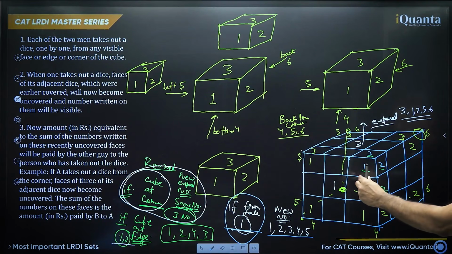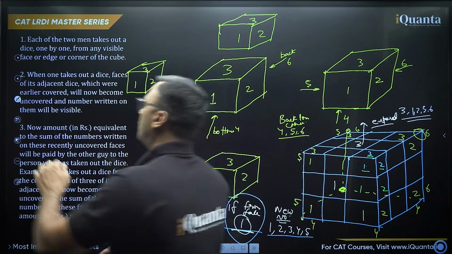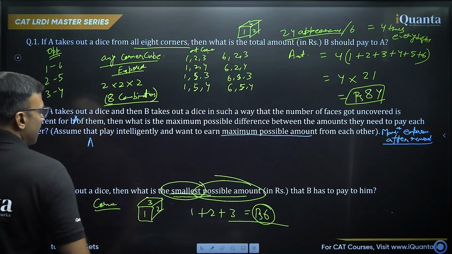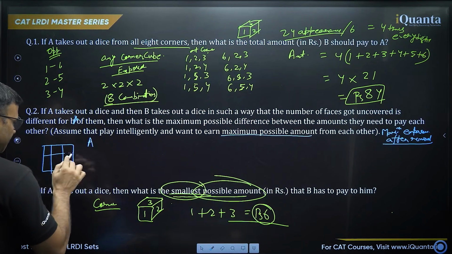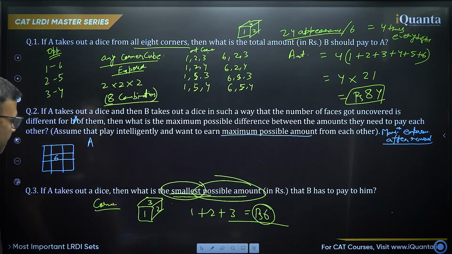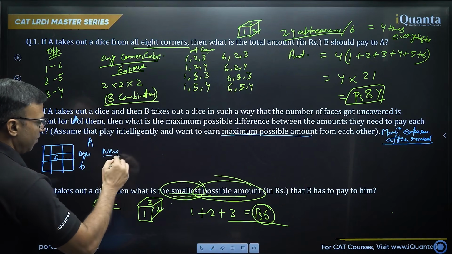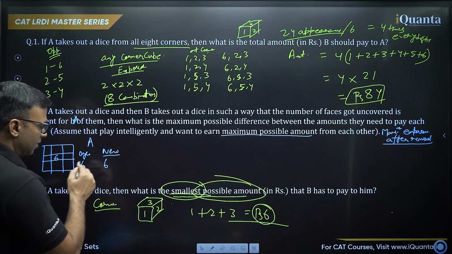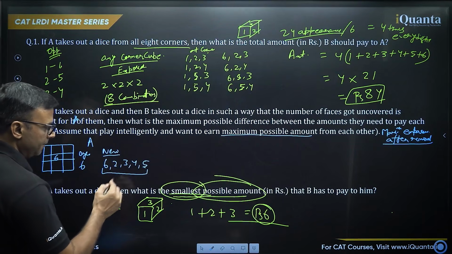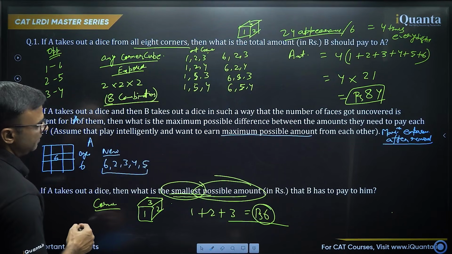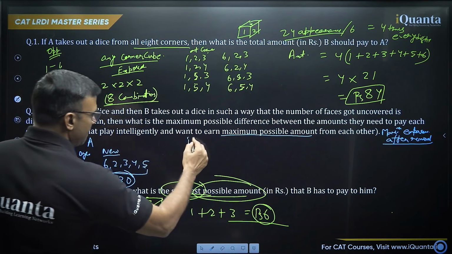Because 1 is visible in the front. So if you take out 1, you get 1. If you take out 6, you get 6 and the other numbers. So let A pick up a number from that face where 6 was visible. The original was 6. So the new numbers will be, remember, 6 will definitely come, and opposite to 6, 1 will not come, all the other numbers will come. So his total amount is going to be 2, 3, 4, 5, 6: 11, 15, 18, 20 rupees for A.